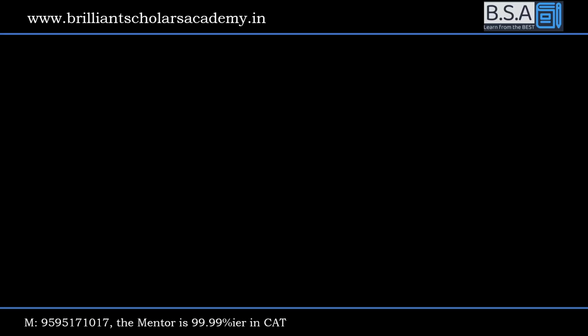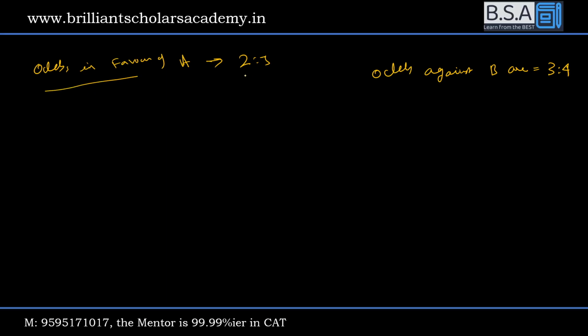Now there is something called odds in favor and odds against. Like, probability is not given. We say odds in favor of A are 2 by 3, or we say odds against B are, let us say, 3 by 4. So how do we calculate probability from odds? अगर odds given है, how do we calculate probability?